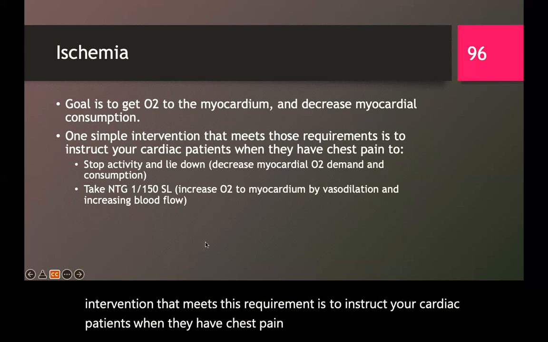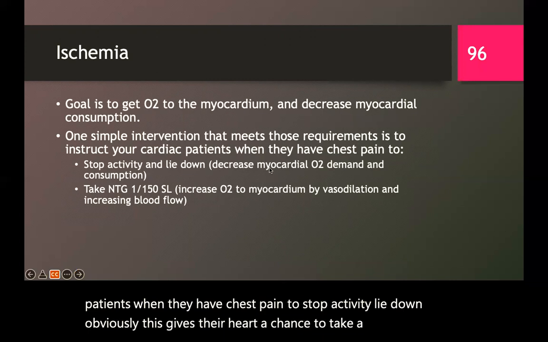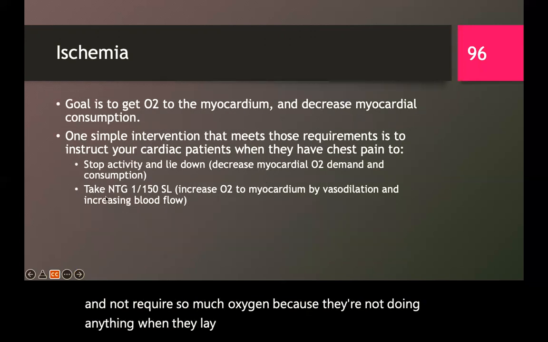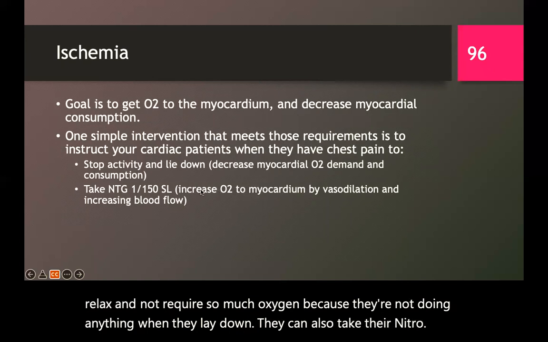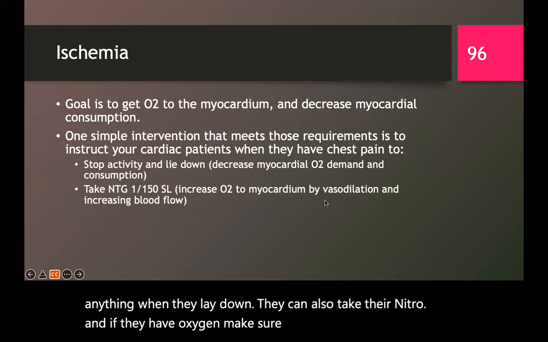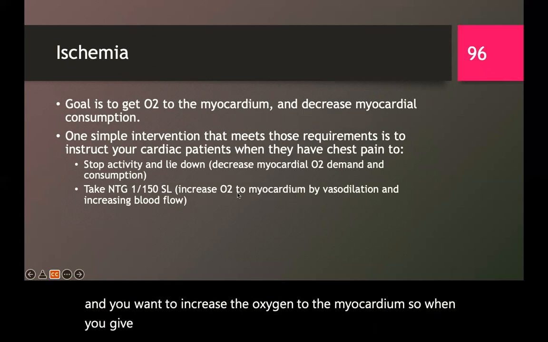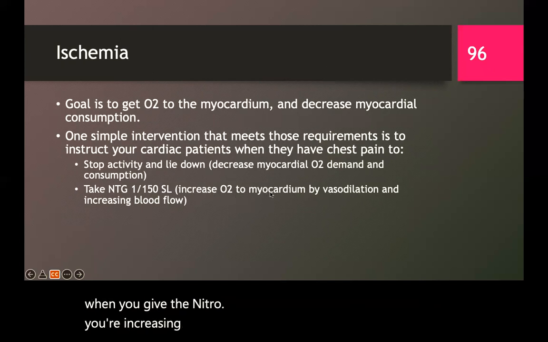Stop activity, lie down. Obviously, this gives their heart a chance to take a minute and relax and not require so much oxygen because they're not doing anything when they lie down. They can also take their nitro. And if they have oxygen, make sure you tell them to use it. And you want to increase the oxygen to the myocardium. So when you give the nitro, you're increasing the O2 to the myocardium through vasodilation and increasing blood flow.